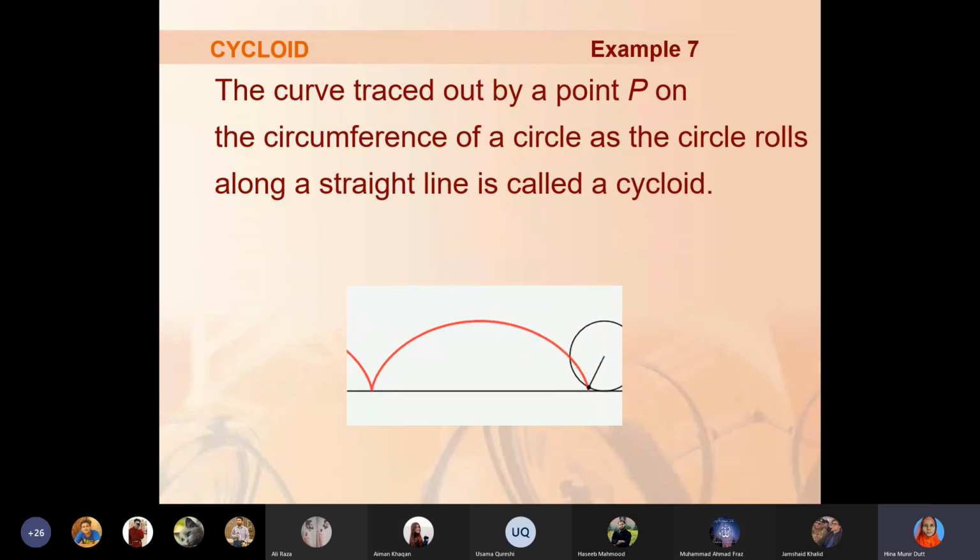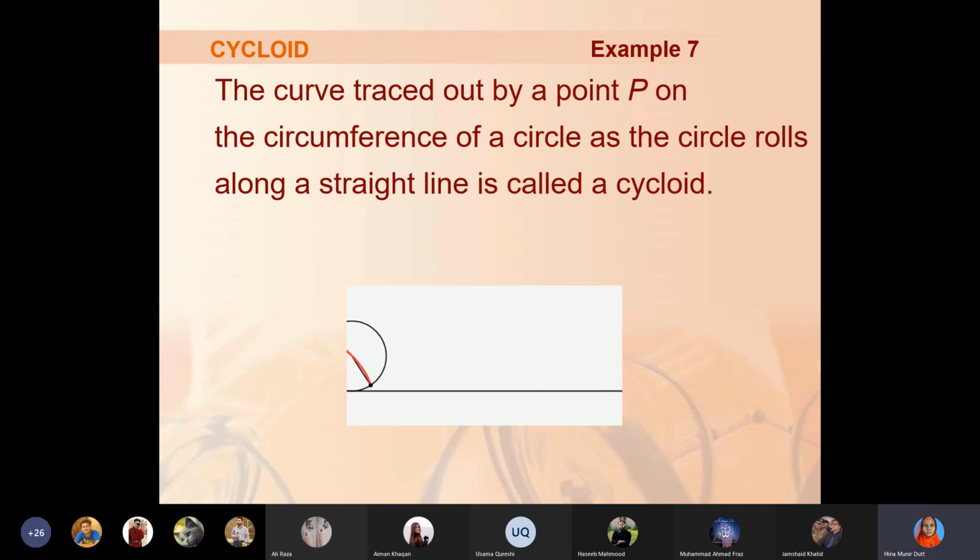The curve traced out by a point P on the circumference of a circle as the circle rolls along a straight line is called a cycloid. What we do, we mark a point on the circumference of a circle. We fix a point P on the circumference of a circle, and when the circle rolls over the straight line, then the curve traced out by that fixed point P is called a cycloid.